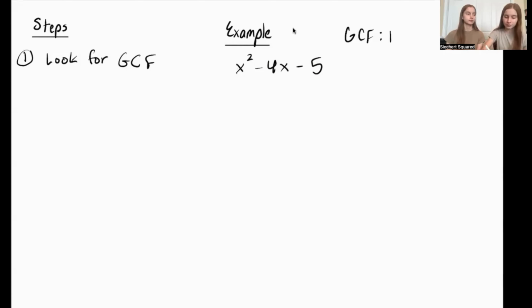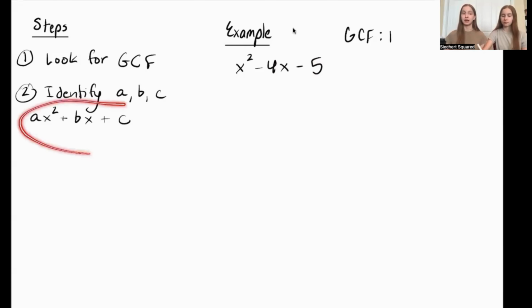So for our next step, what we want to do is identify what our values are for A, for B, and for C. And just a reminder where we're getting those from. On the earlier page, we talked about how our trinomial has to have the form ax squared plus bx plus c. So A is whatever comes in front of the x squared. The B is whatever comes in front of the x. And the C is the number or the constant that's on its own.